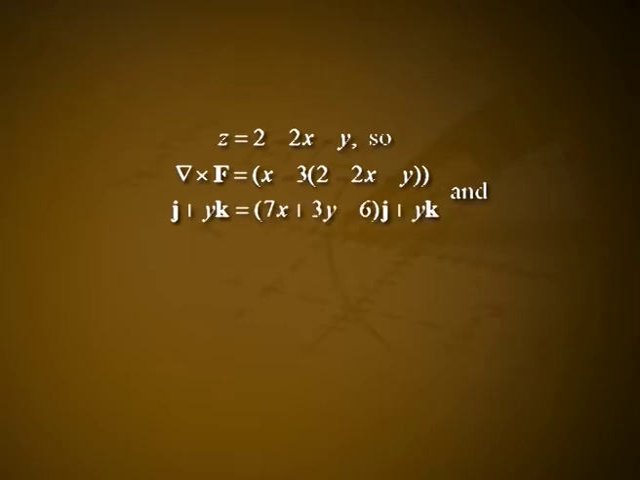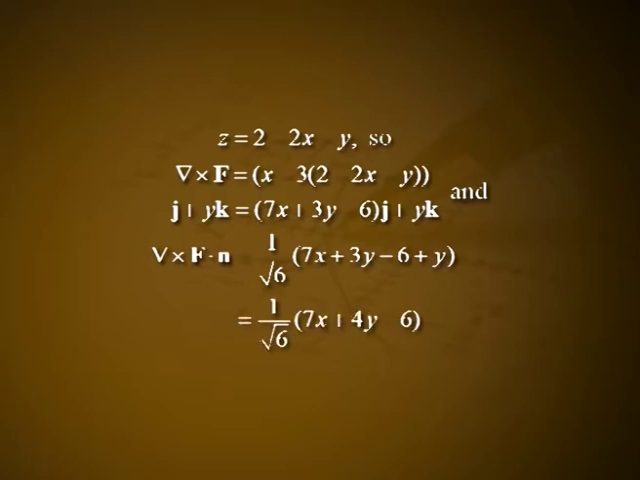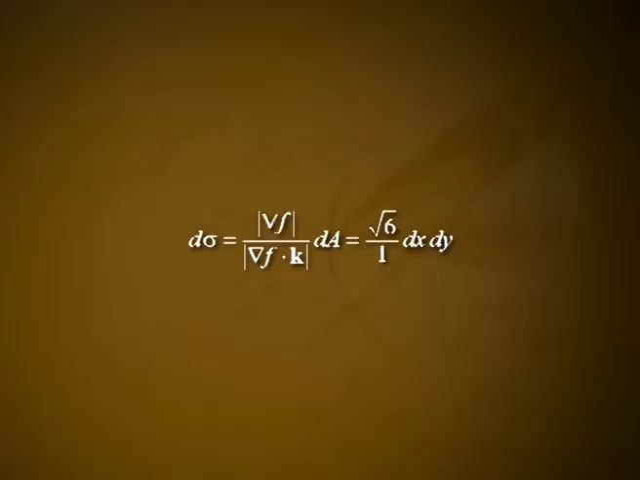On the plane, z = 2 - 2x - y. So del cross F is equal to (x - 3(2 - 2x - y)) j + y k, which is equal to (7x + 3y - 6) j + y k, and del cross F dot n is equal to 1 by root 6 into (7x + 3y - 6 + y), which is equal to 1 by root 6 into (7x + 4y - 6).